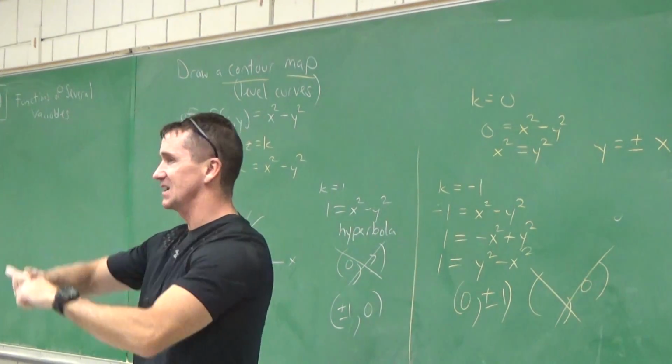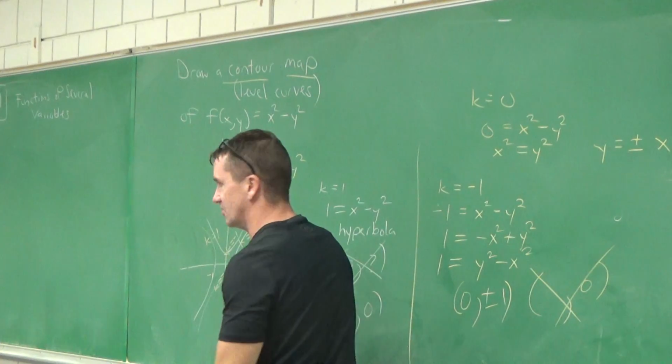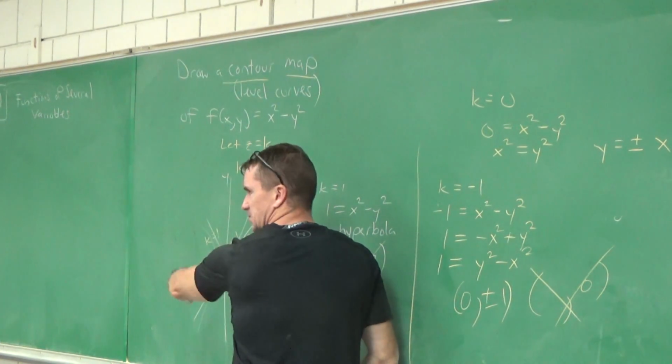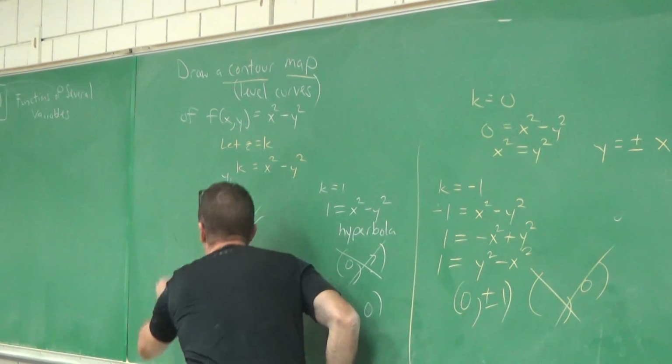y equals plus or minus x. y equals x is like that. y equals negative x like that. There'll be lines that go right through this. And I'm going to do it right now. I think I got enough room to squeeze right through those curves here.